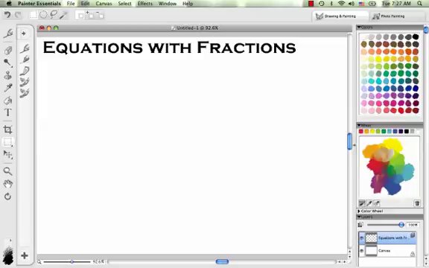Before we start, please make sure you have your textbook out and also make sure you have your notes from class out. We took notes on solving equations with fractions. So pause the video and please take out your notes.